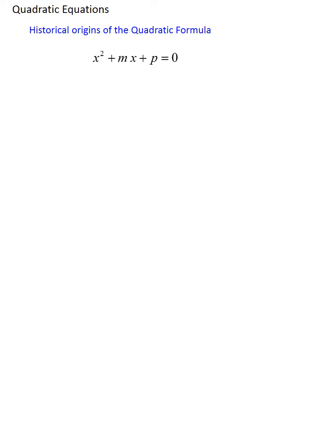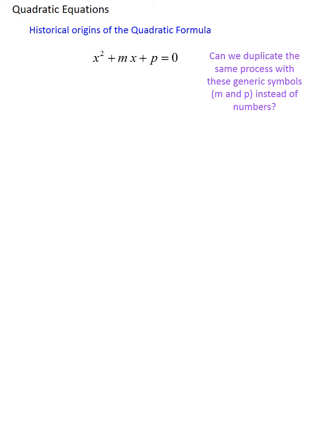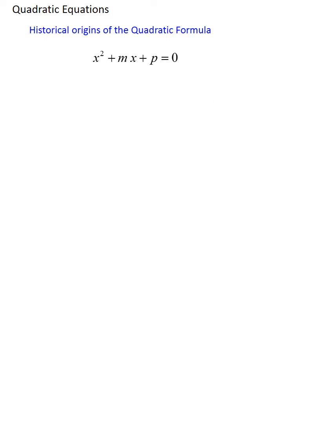And they asked themselves the question, could they do the exact same process that we just saw using M and P instead of actual numbers? And it turns out they did. So now what you're going to see is a mimicking of the exact same process you saw when M and P were numbers specifically. So we'll bring the P to the other side, and then we will add, or they added, I should say, this strange quantity to both sides.